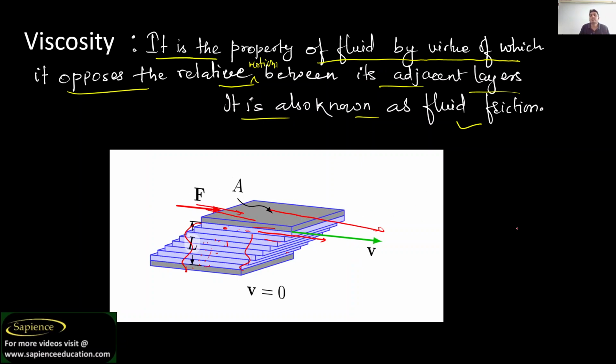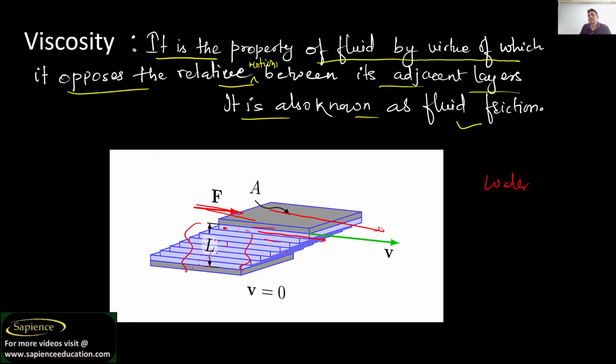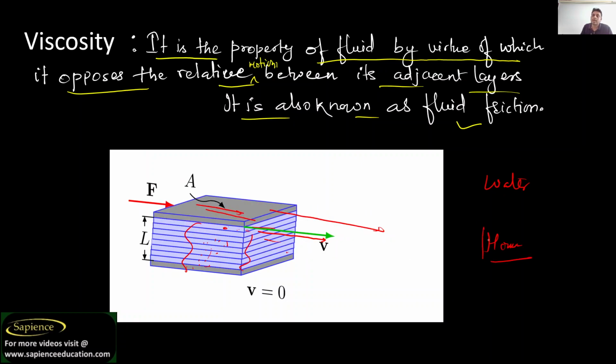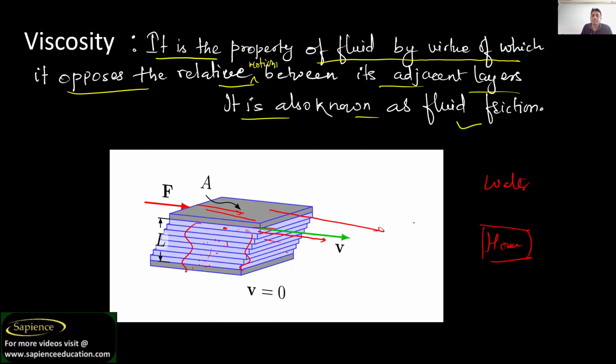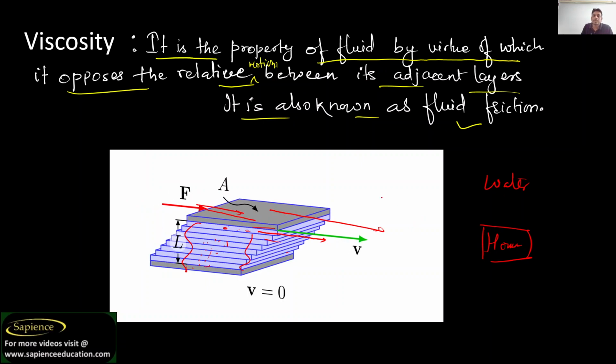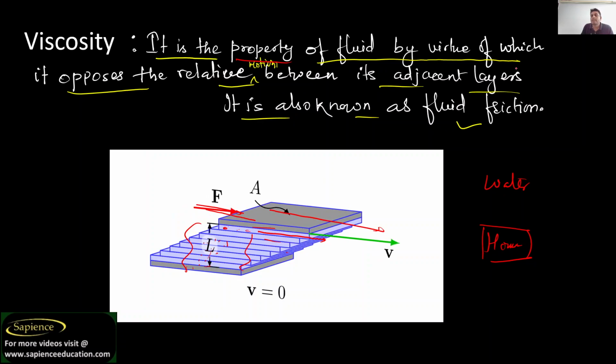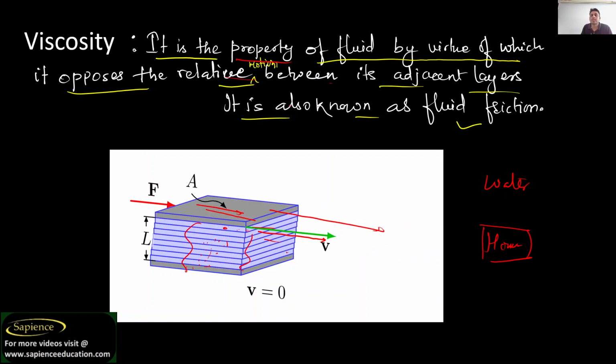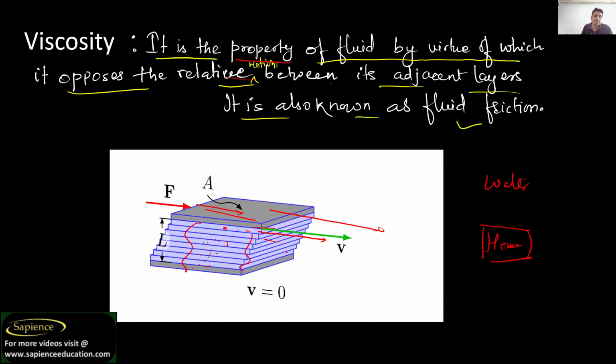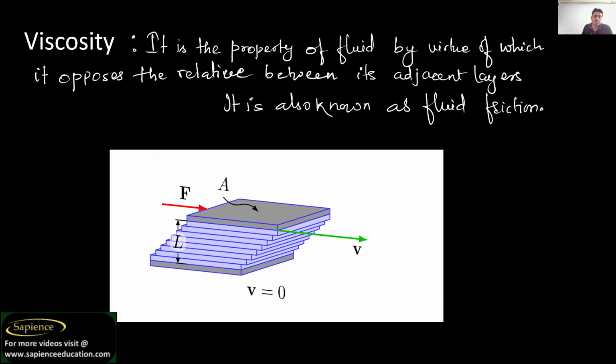For example, if you take water as well as honey, honey will flow very little. Why? Because it has a high viscosity. I hope you have understood now. It is the property of a fluid by virtue of which it opposes the relative motion between its adjacent layers, and this is known as fluid friction.